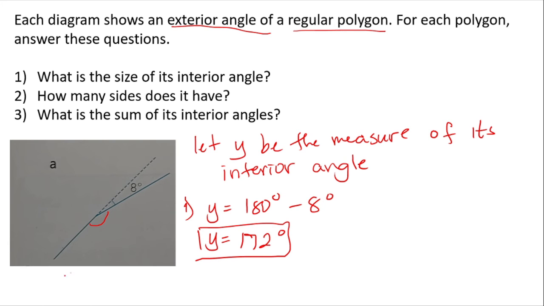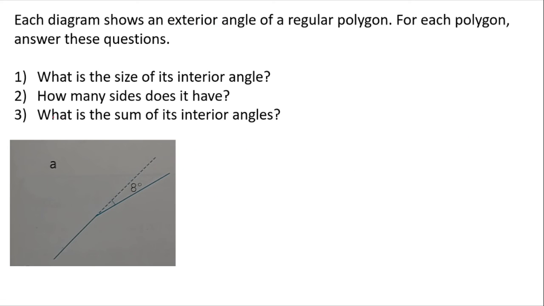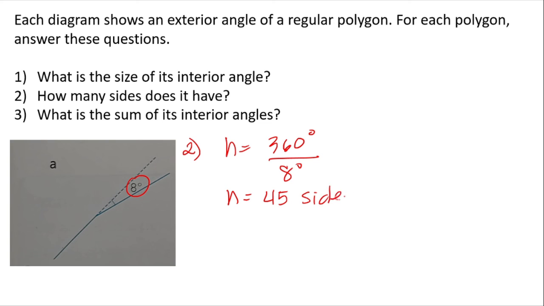Number 2. Okay, clear ko muna ito lahat. Okay, so number 2, how many sides does it have? So n is equal to 360 degrees over yung exterior natin, which is 8 degrees. So n is equal to 45 sides.